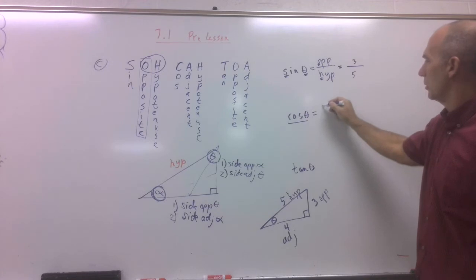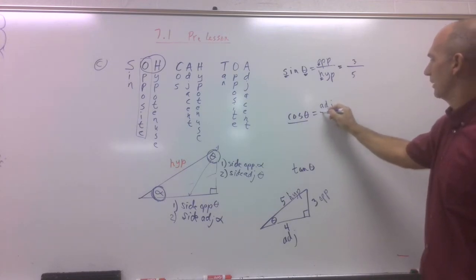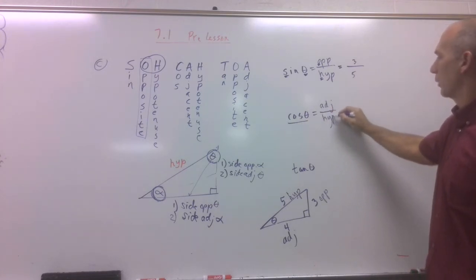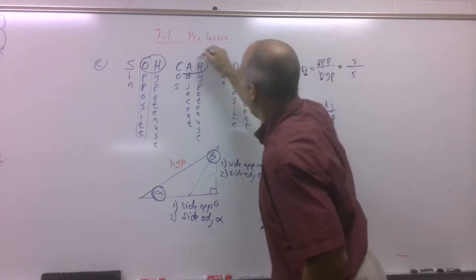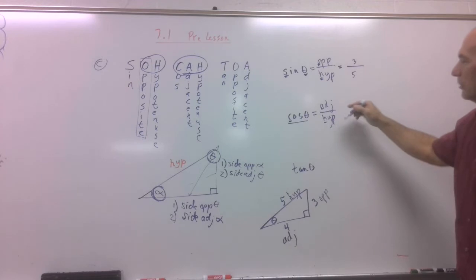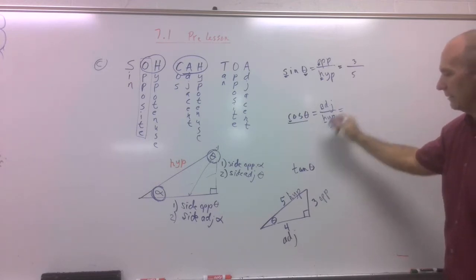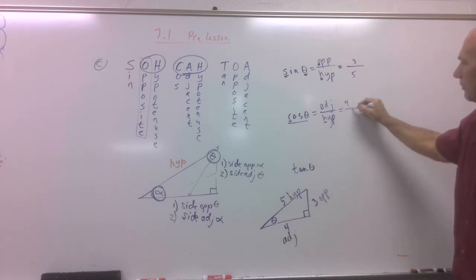How about cosine of theta? Well, by definition, it's the adjacent over the hypotenuse. Where did I get that? Ka. See that? Ka. So that's our memory tool. So what's the adjacent side? Well, we've got it labeled. It's a 4. What's the hypotenuse?